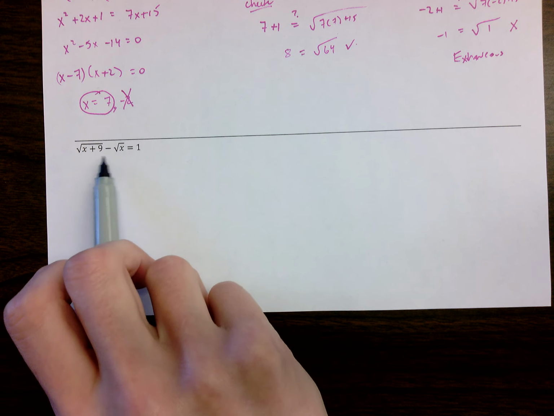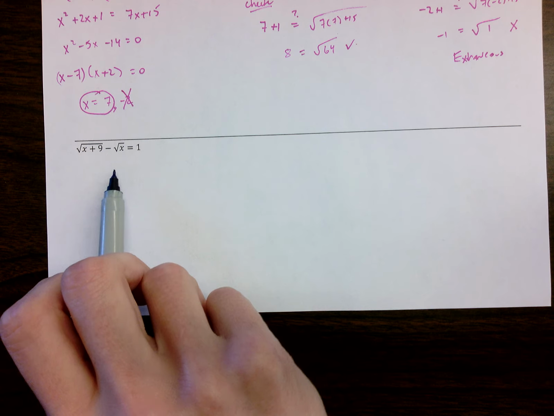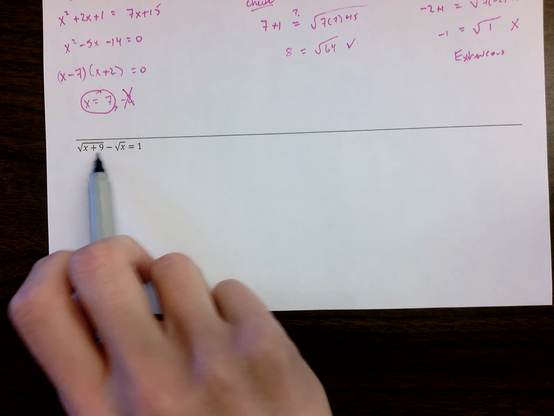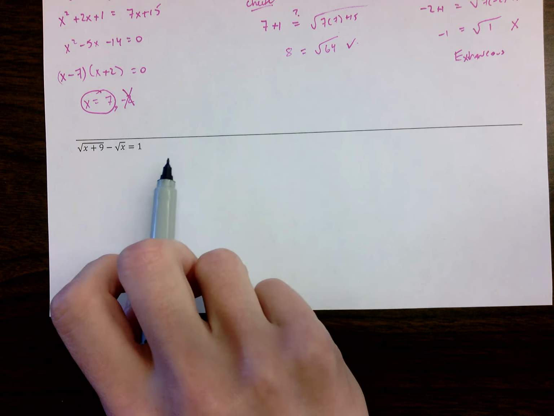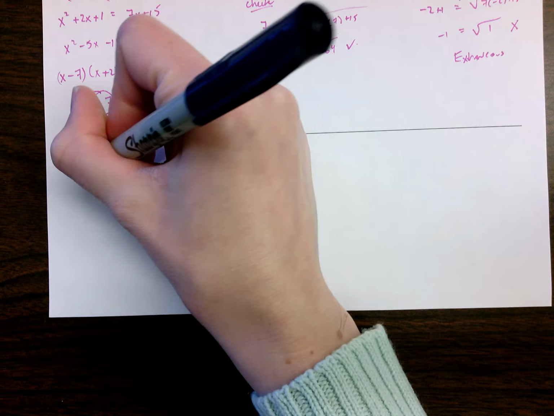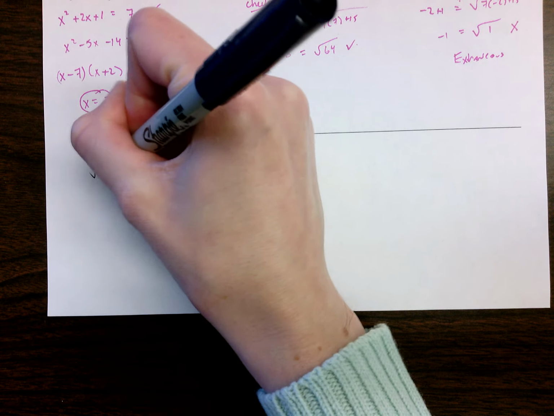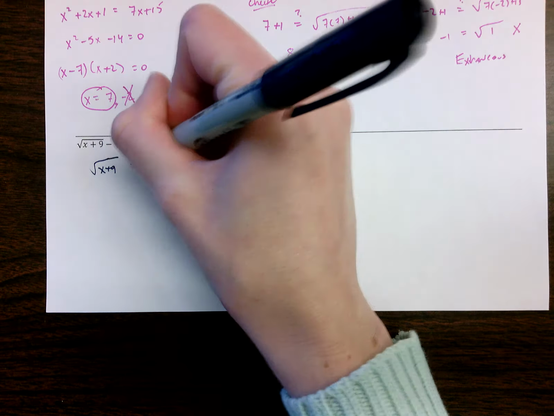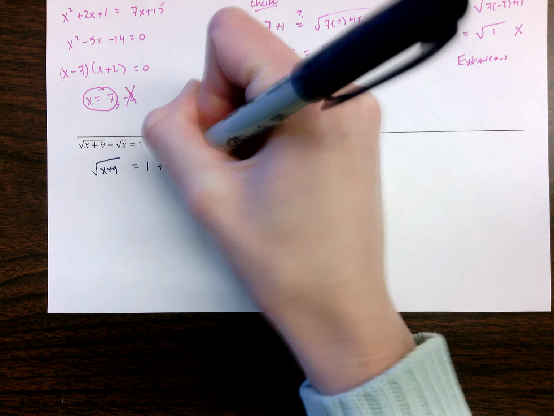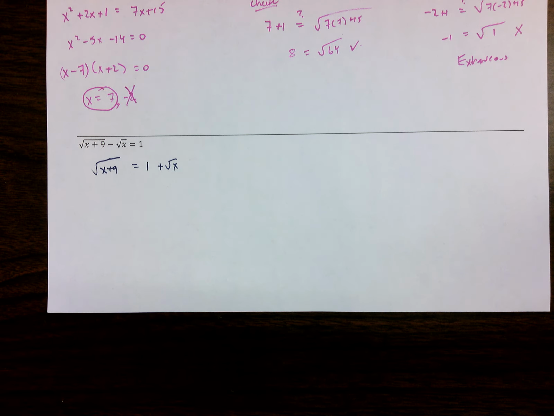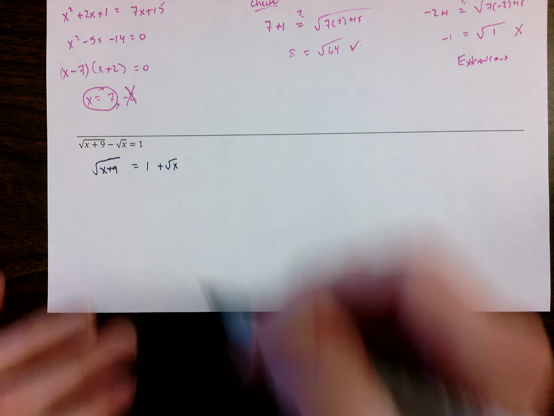So what I'm going to do to make my life a little bit easier is I am going to move one of these square roots to the other side. Okay, so I'm going to set this up so that I have a square root on both sides. Even though I'm going to have this 1, it'll be 1 plus the square root of x, right? It's going to make my life a little bit easier.